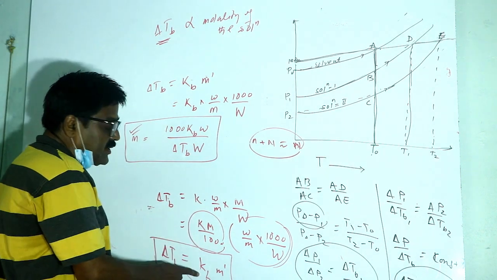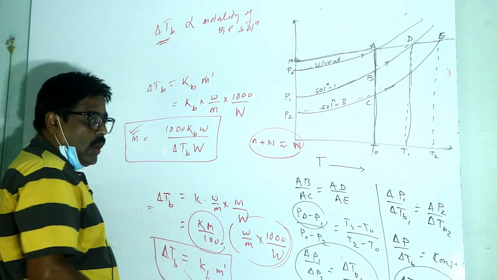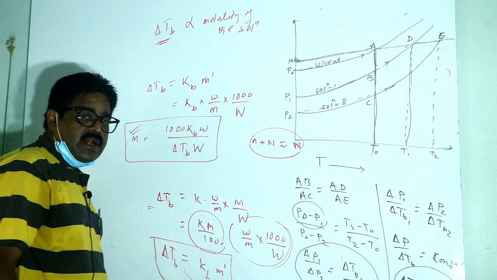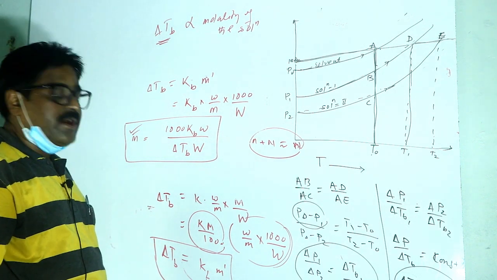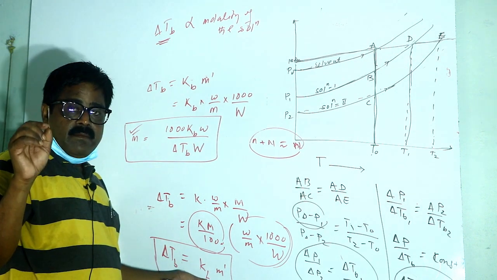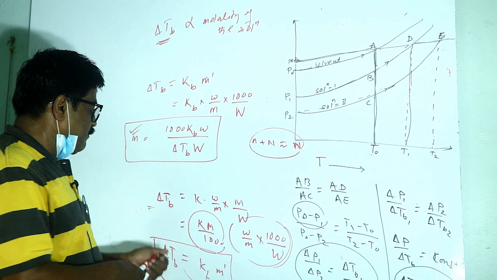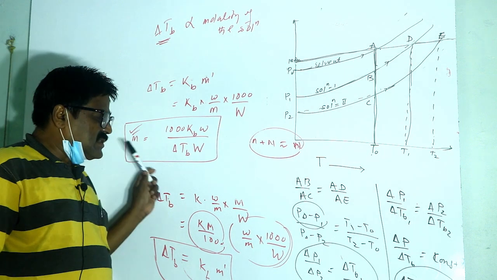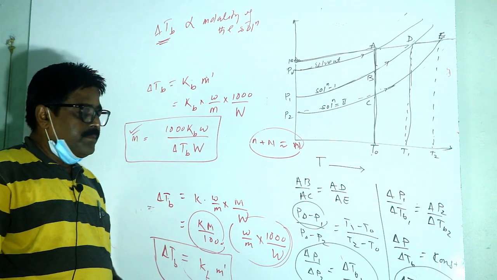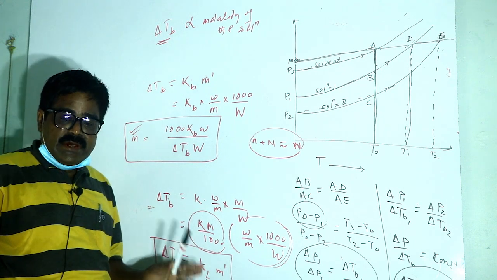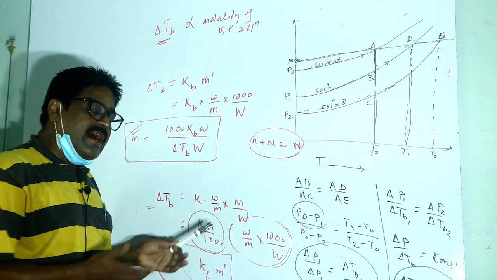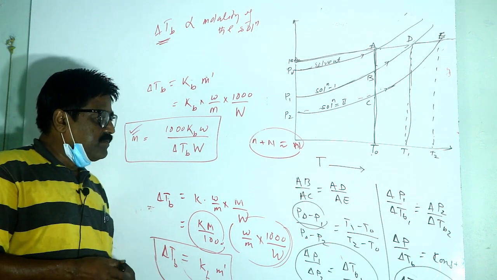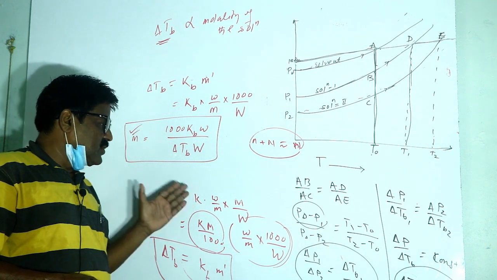Here K M by 1000 is Kb. This Kb is also called molal elevation constant, or the so-called ebullioscopic constant, which has a particular value for a particular solvent. So the molecular mass can be calculated from the elevation in boiling point, and it can be proved that elevation in boiling point is a colligative property. Why there is elevation in boiling point, I have already discussed. These are all the summarized facts about the elevation in boiling point, which is a colligative property.